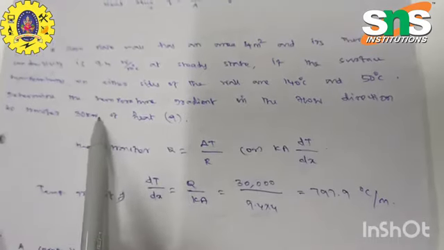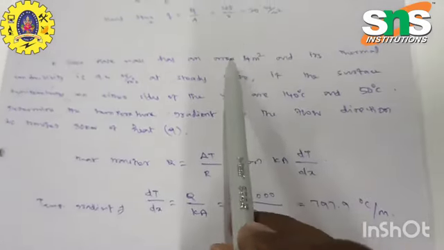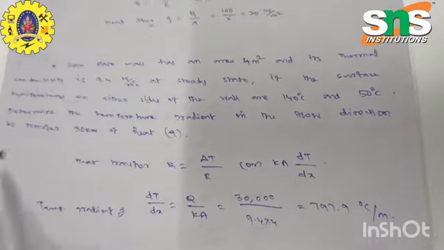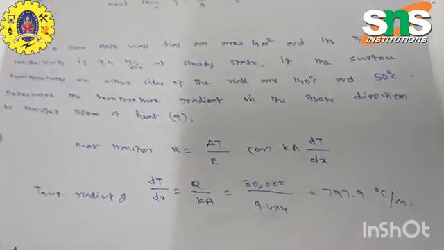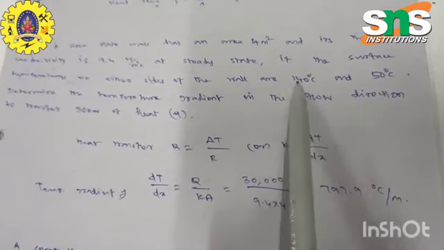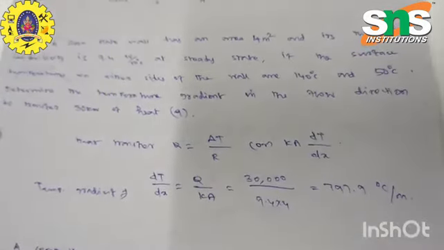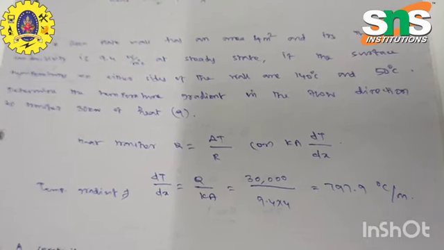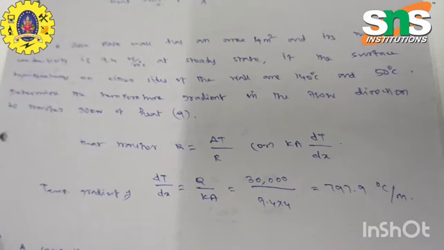From this problem, the given data are: the wall area is 4 meters squared, the thermal conductivity is 9.4 watt per meter degree Celsius, and the surface temperatures of the wall are 140 degrees Celsius and 50 degrees Celsius. We need to find the temperature gradient of the wall.